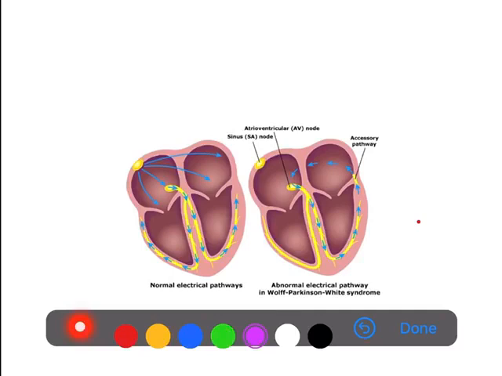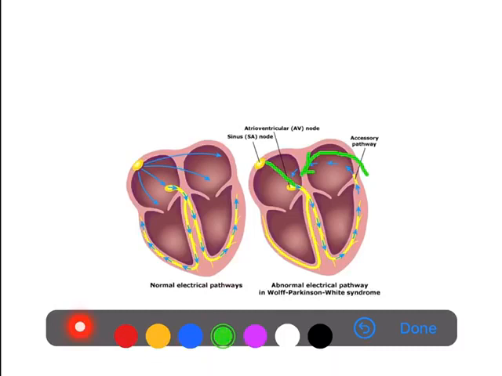But in WPW syndrome, there is an additional pathway called an accessory pathway. Okay, so in this image you can see this much represents the accessory pathway. This is not seen in the first image. The importance of this accessory pathway is that it conducts impulses faster than the normal pathway. That means from the normal pathway the impulses reach through this, but from the accessory pathway the impulses reach through this. Okay, so this is faster than the normal pathway.